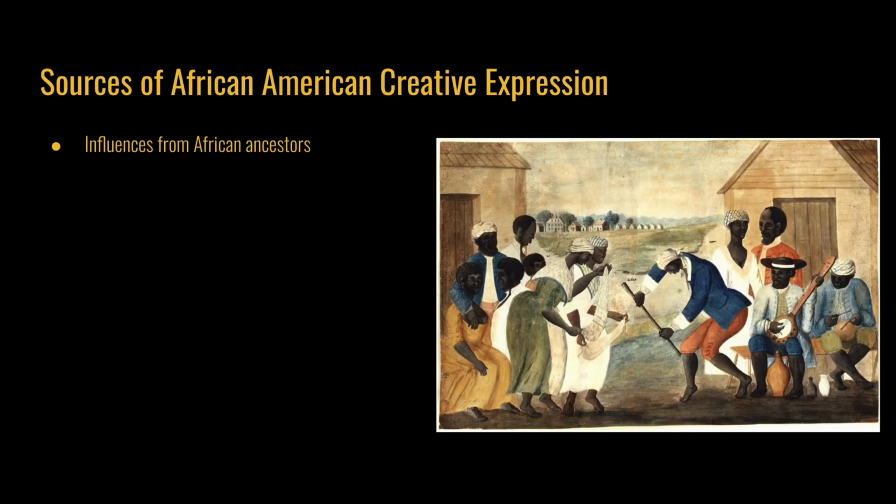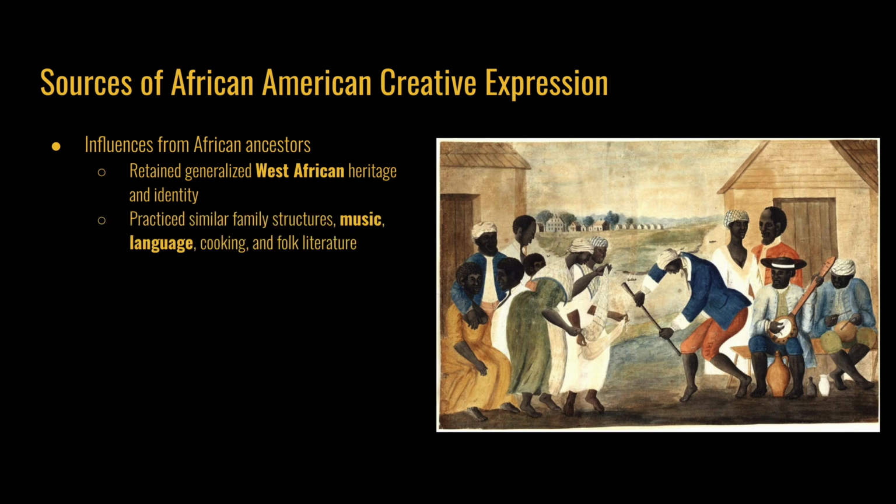To start, the sources of African American creative expression include influences from African ancestors. Most enslaved people in the United States came from either West Africa or Central Africa, so many plantations retained a generalized West African heritage and identity. They practiced similar family structures, music, languages, cuisines, and folk literature. Community members on these plantations, such as conjurers or healers, were important for religious practices or healing common illnesses.